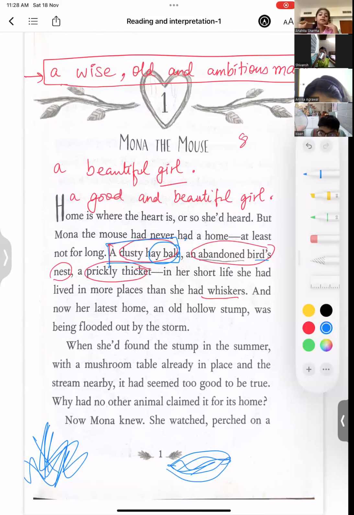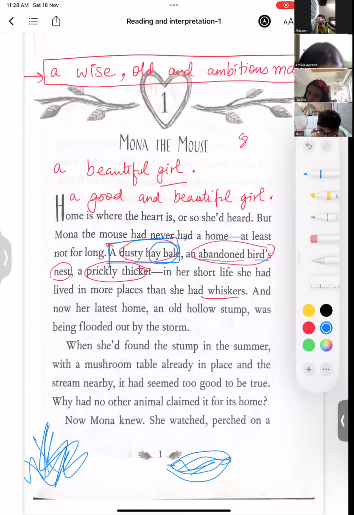Now, a prickly thicket. Let's get back to prickly thicket, which Ekam has not understood. Now, we can closely guess the word prickly thicket. What does prickly mean, Anahita? Prickly would mean what? Sharp. Like, yes, Kian? And ticklish. Ticklish, yeah, great. Prickly is something like a thorn, sharp objects, pointed objects. Got it? Thicket, I don't know what it is.